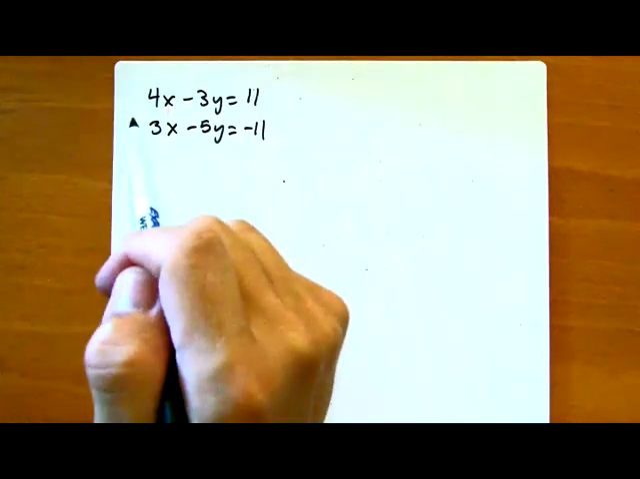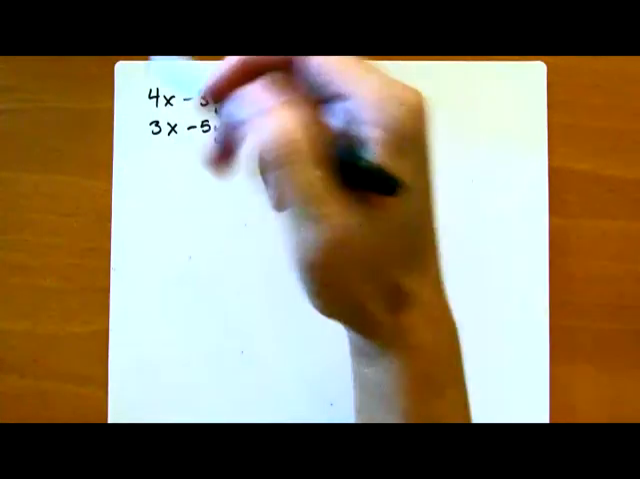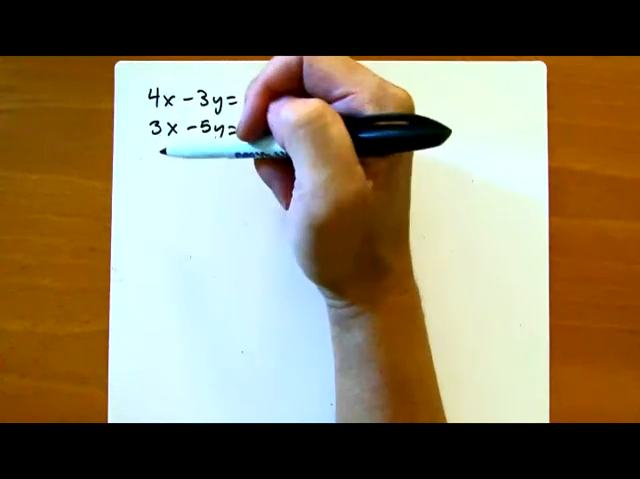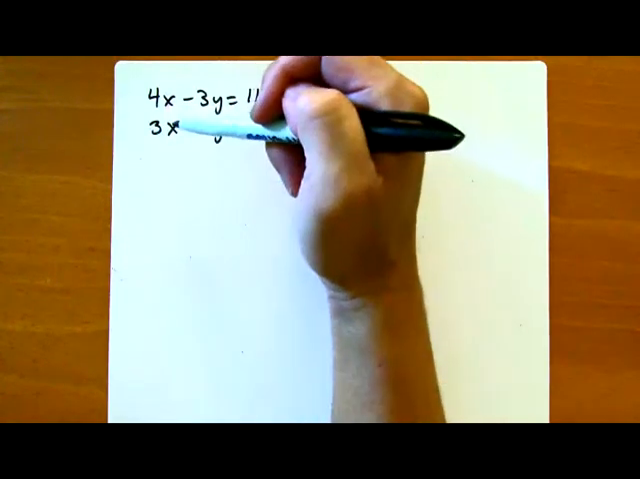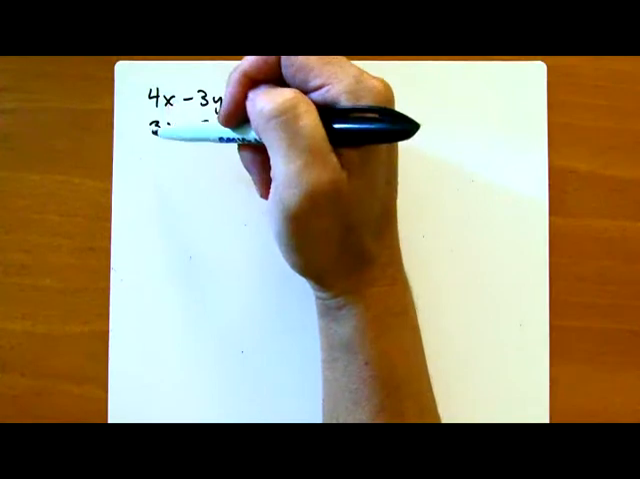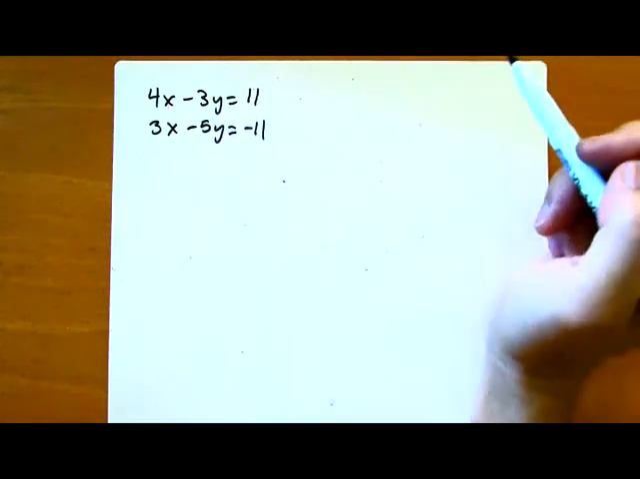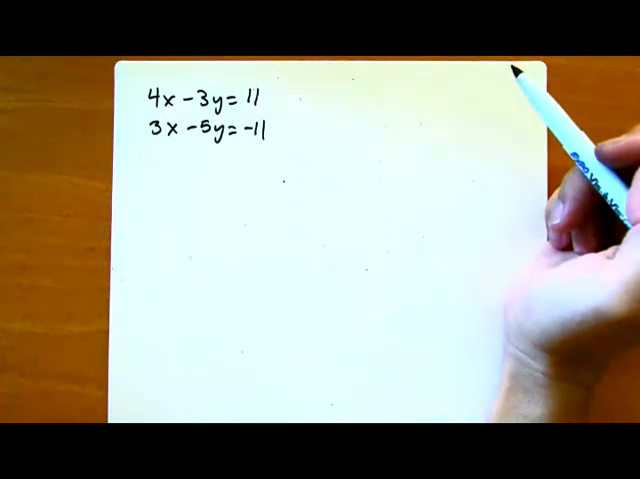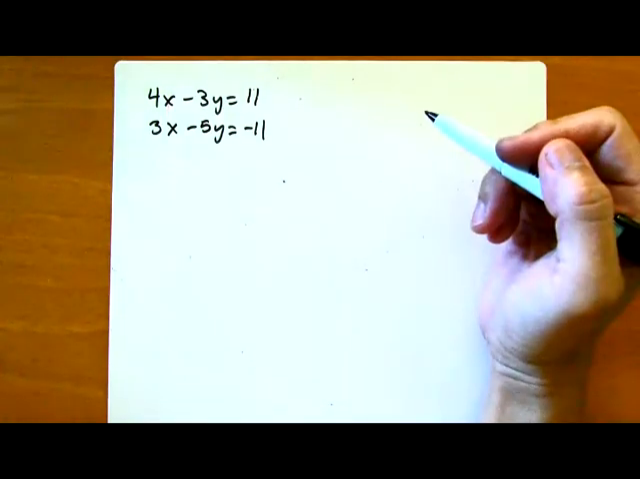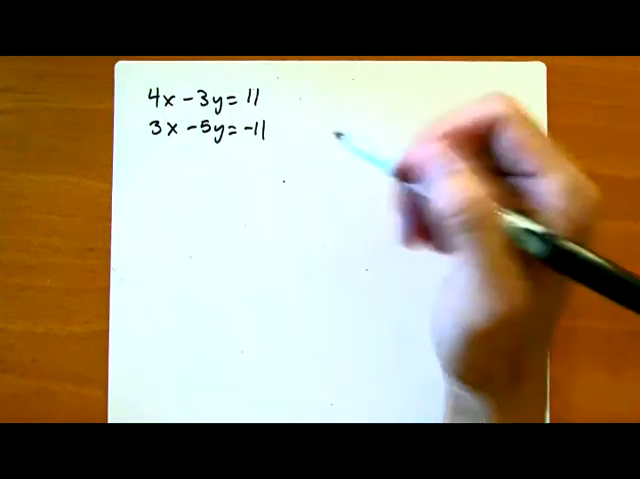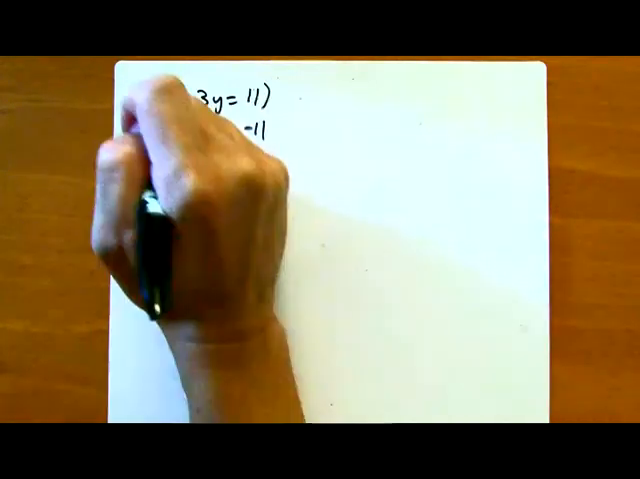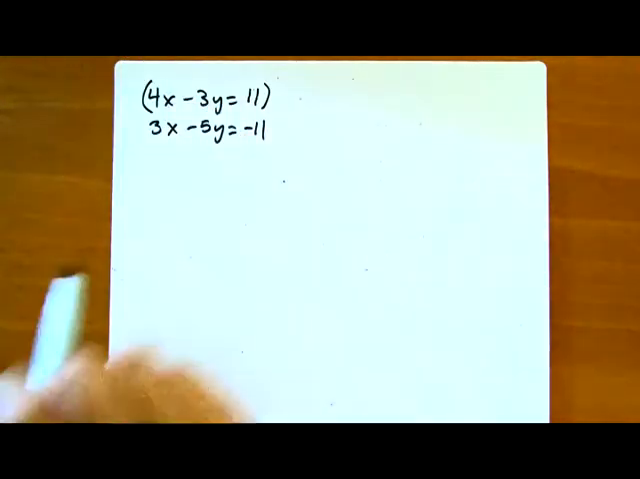So let's go at x for this one. The 4 and the 3. We need to somehow change them so that the numbers are the same, but with opposite signs. Can you think of a number that we can change the 4 and the 3 into by multiplication? 12. Okay. There are other options. 12 is a good one though.